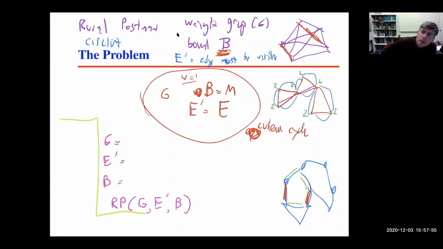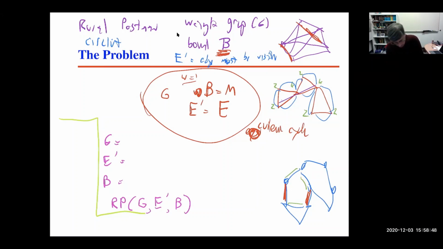What is my Bandersnatch? Anybody here want to propose some Bandersnatch that smells like rural postman? Would you use finding the cheapest Eulerian cycle as your Bandersnatch? Well, finding the cheapest Eulerian cycle, why do you know that's hard? No one ever told me that was hard. I don't know what that means. Okay. What problem smells like this? What problem smells most like this to somebody?